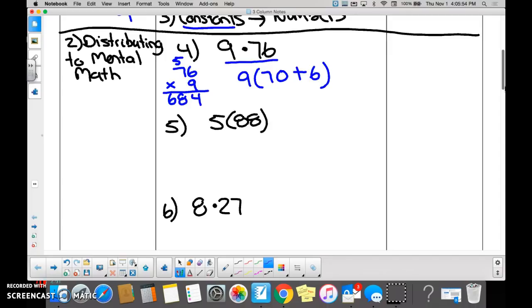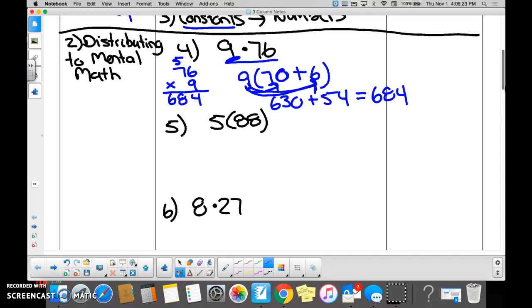So what we're going to do is multiply the 9 by the 70, and add it to the 9 being multiplied by the 6. 9 times 7 is 63, and add my 0, so I've got 630. 9 times 6 is 54. So I'm going to add 630 and 54 together, and that is where I get my answer of 684.